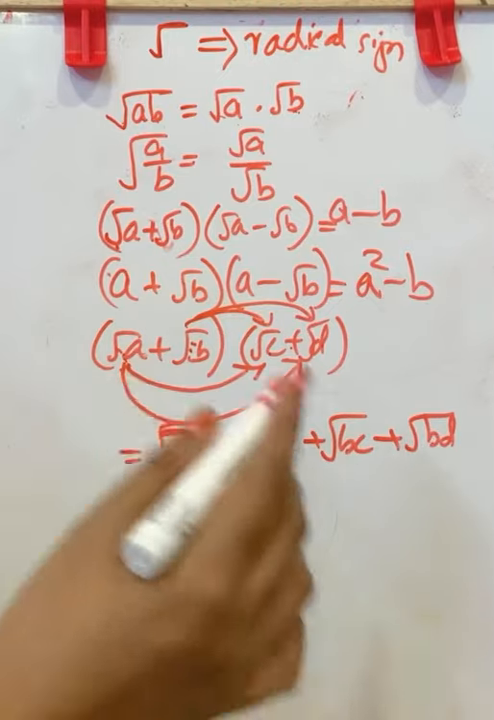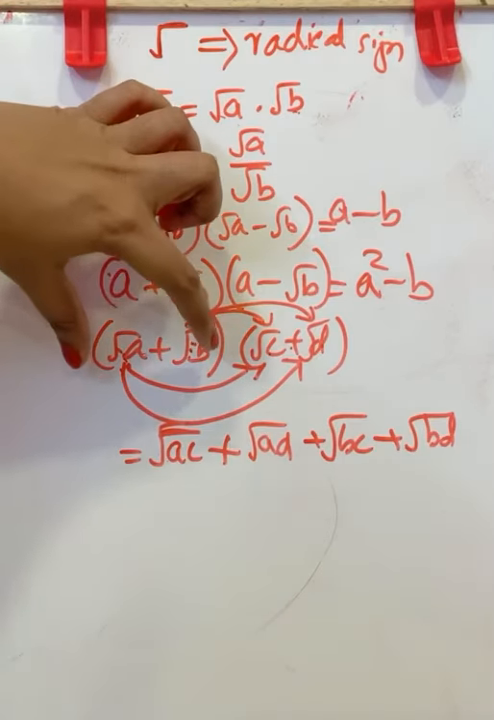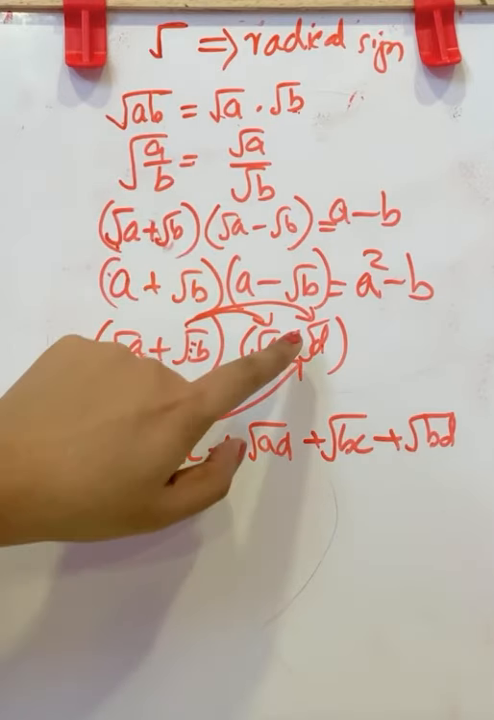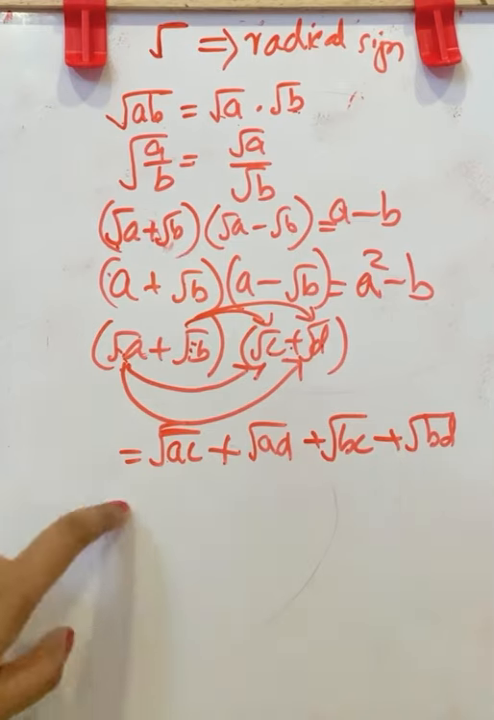This is the distributive property. This is how you open the bracket. First take these 2 terms from the first bracket, then distribute it to both terms. Then you will get this long identity.